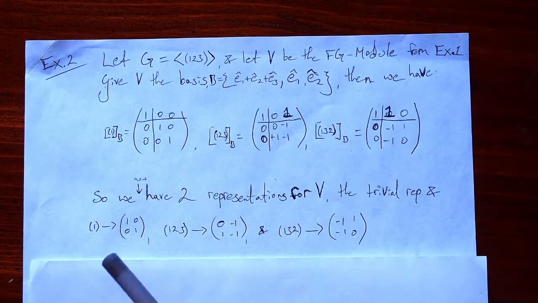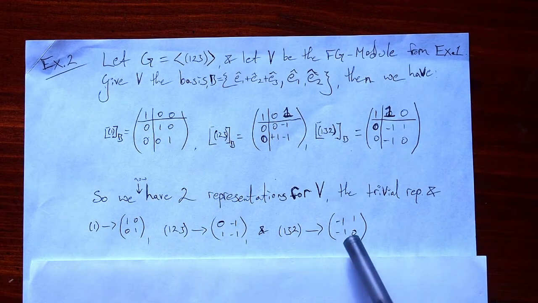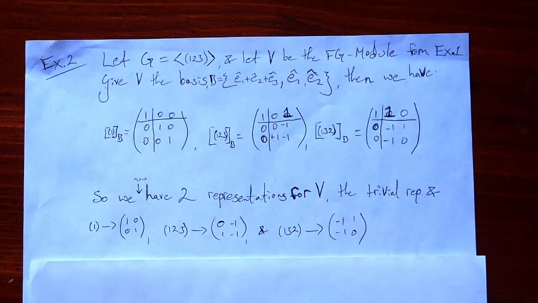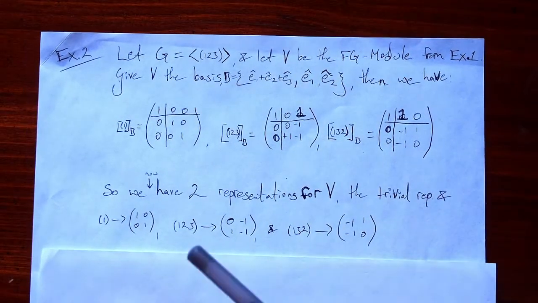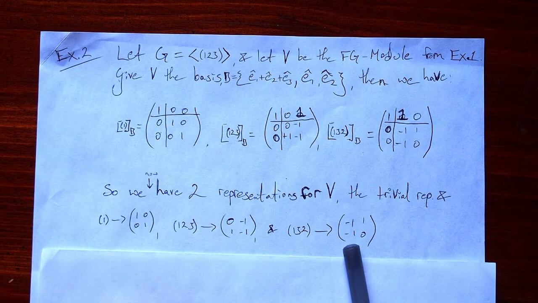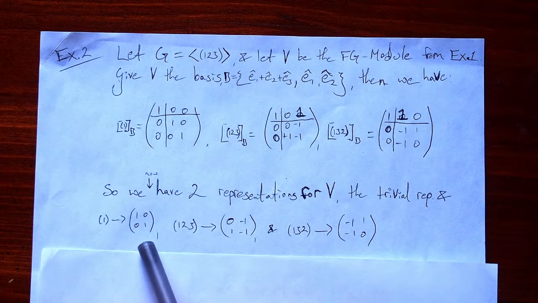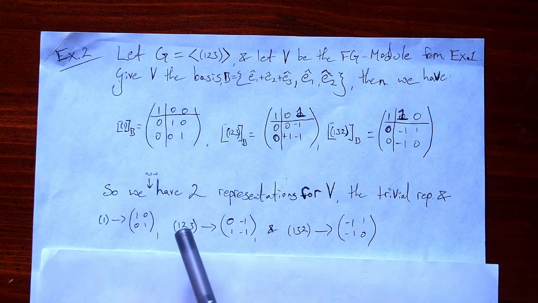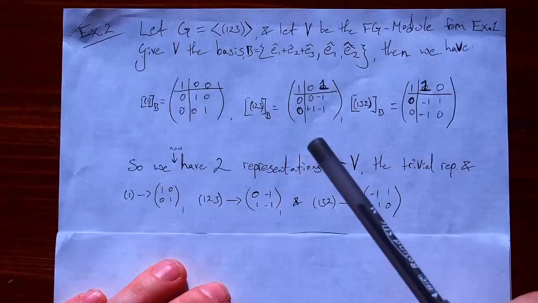So now if we consider the map that sends our group elements to these 2 by 2 matrices, we now have a two-dimensional representation of our group G. If we're sticking with real numbers, it turns out that this is irreducible. If we consider our FG module for F to be C, then we can reduce this further.